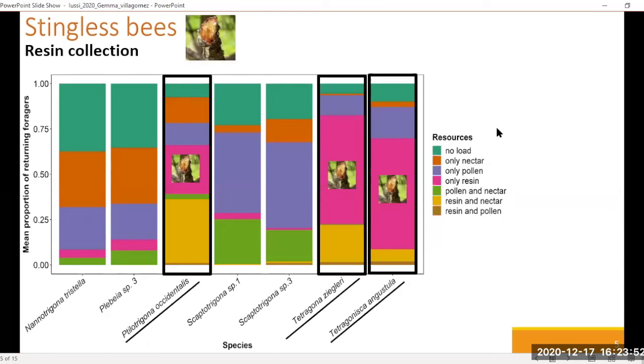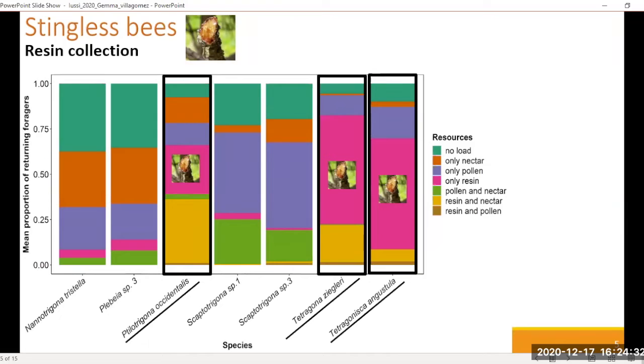So even though resin is really important for stingless bees, I want to mention that we can divide stingless bees into two main groups according to resin collection: the high resin collectors and the low resin collectors. As an example, I want to show you this graph. When we see different species and plot the proportion of returning foragers with nectar, pollen, resin, or a combination of resin and nectar, we can see, for example, in this species, Tetragona, that they mainly collect only resin or resin and nectar, and they will collect really little pollen.